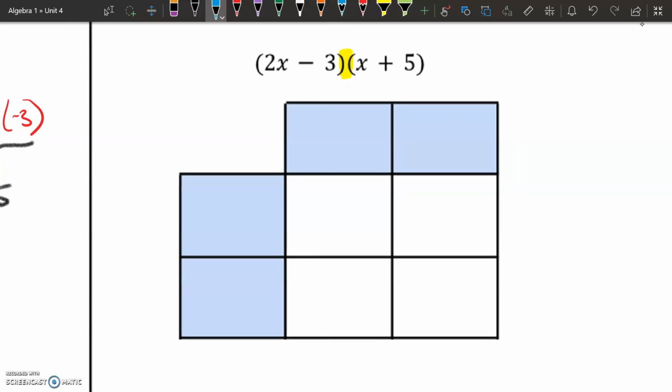So one method is to take your first polynomial and take each separate term and write them either vertically here, a positive 2x and a negative 3, or write them horizontally, and take your other ordered pair, a positive x and a positive 5, here.